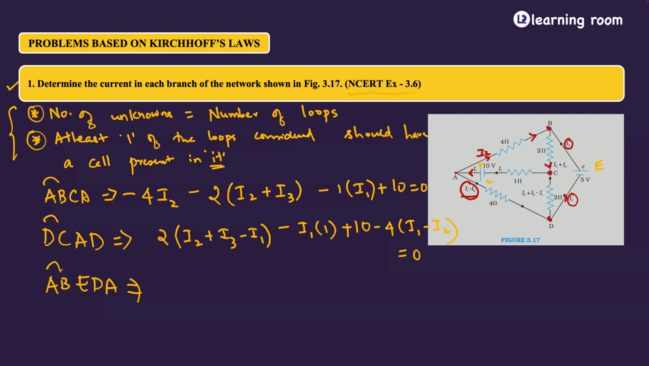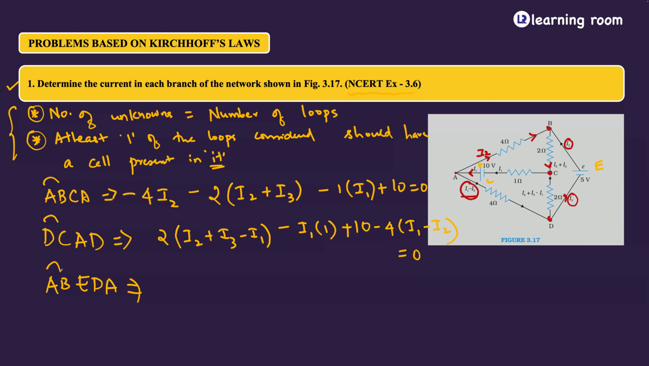All that you need to do is, I'm repeating it again, listen carefully: how many resistors are there in that loop and how many cells are there in that loop. If I take the loop ABEDA, how many cells are there? 1 cell. And how many resistors? 2. So you should get 3 terms. When I say 3 terms, 2 into I2 plus I3 minus I1 is considered as 1 term only. I've seen some of you splitting and writing it. Don't do that.